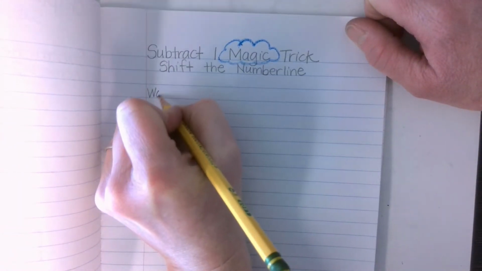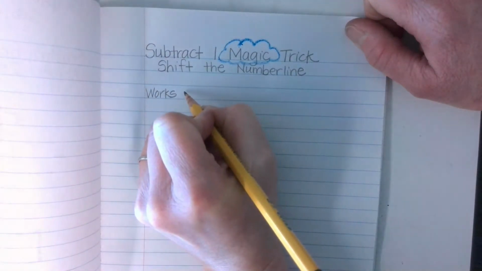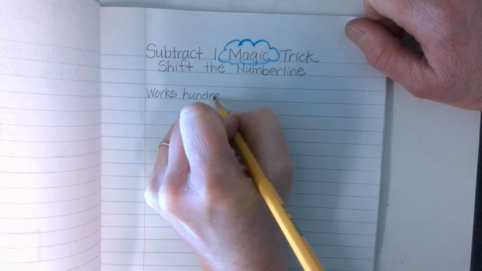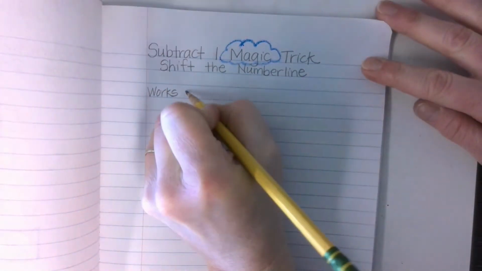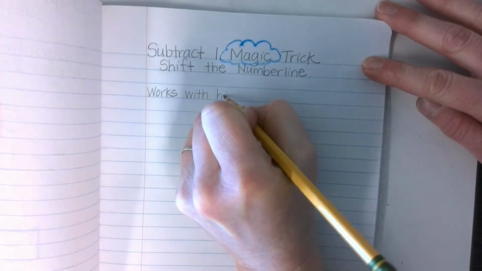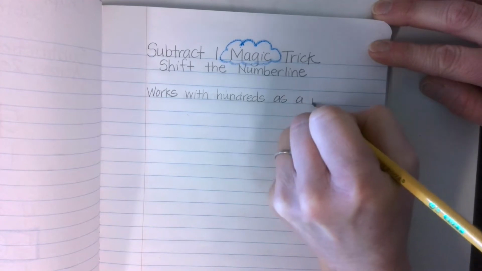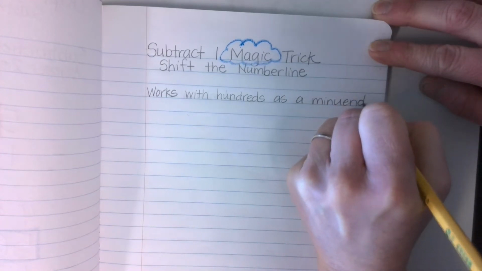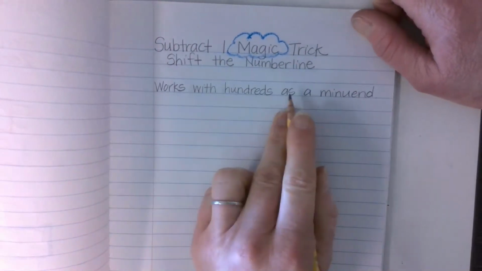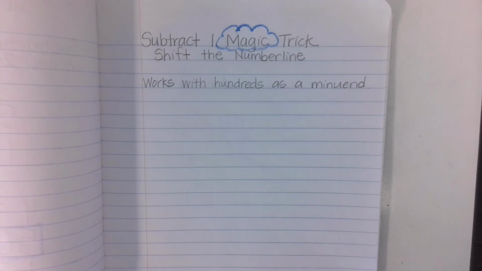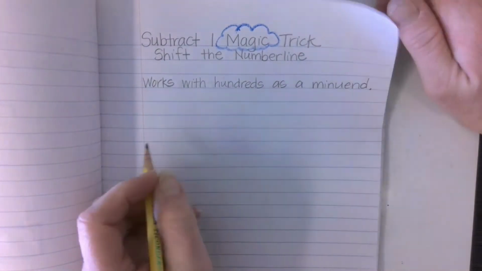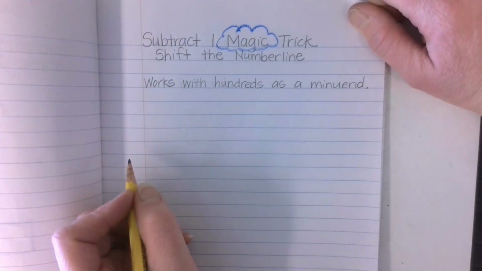It works with hundreds. Works with hundreds as a minuend. All right. So go ahead and write that down. Works with hundreds as a minuend. And this is not taught in your Go Math book. This is just a secret math trick that I learned.